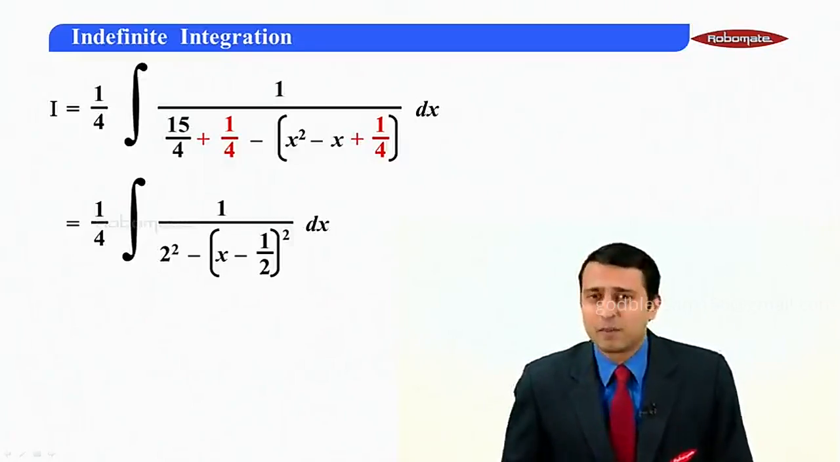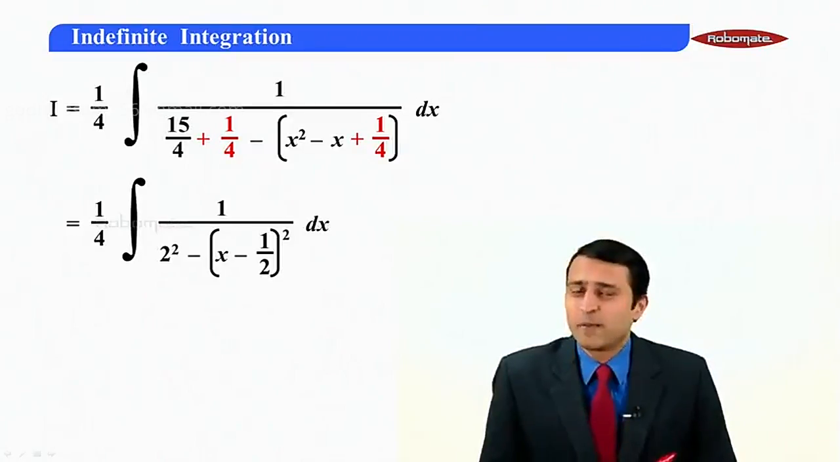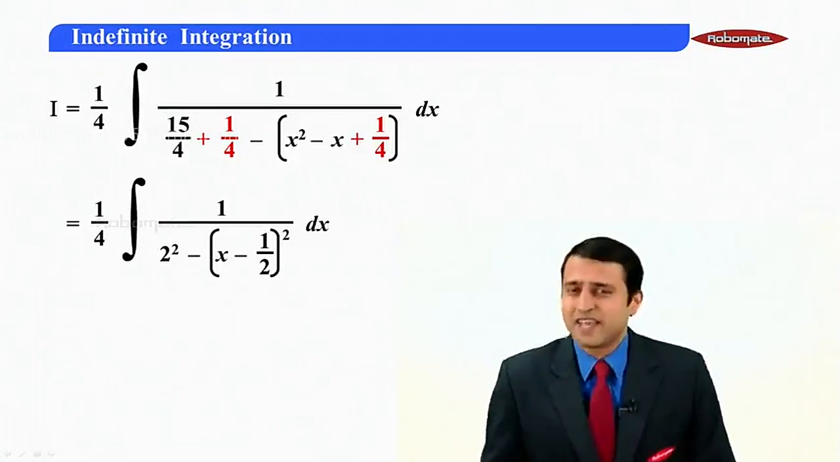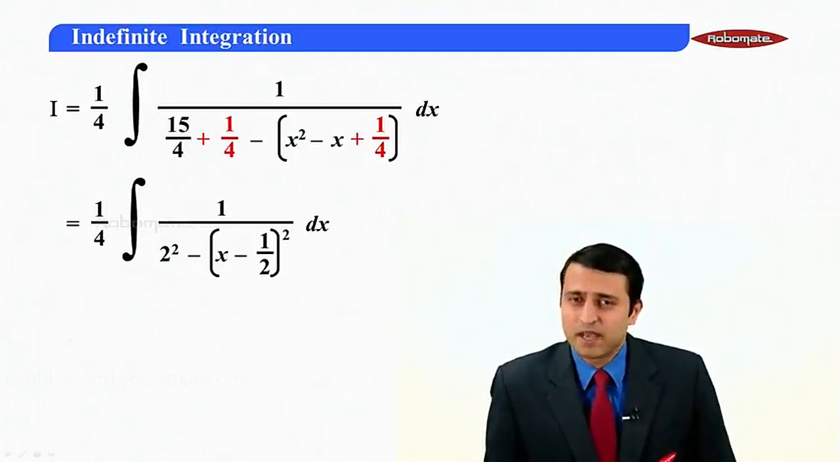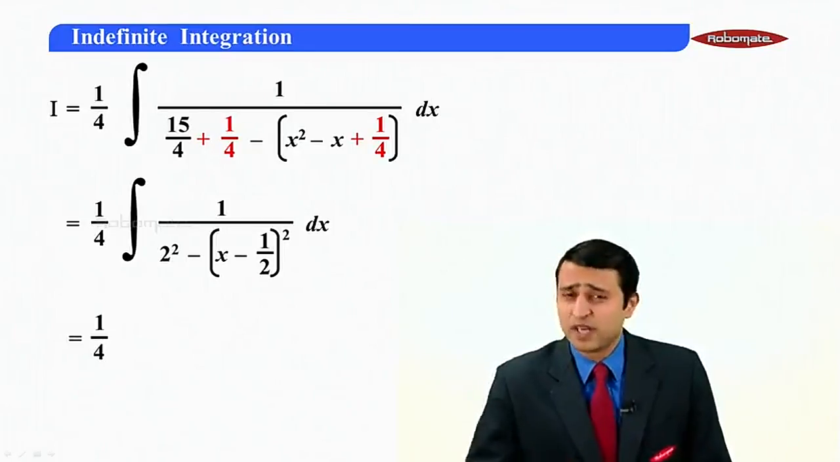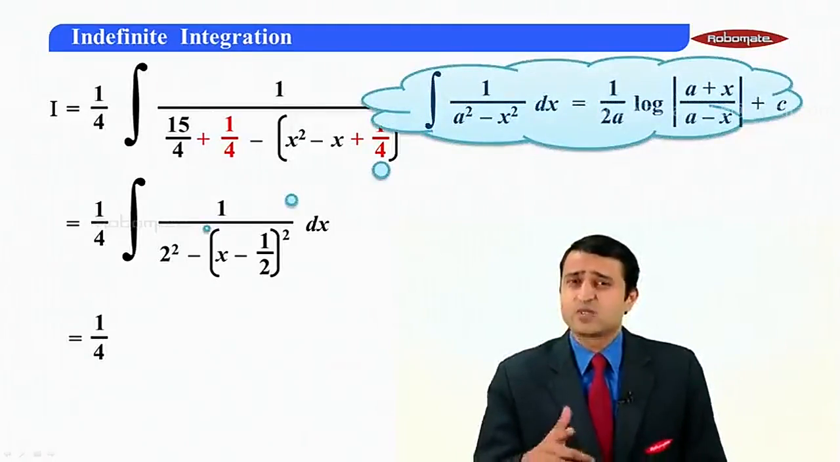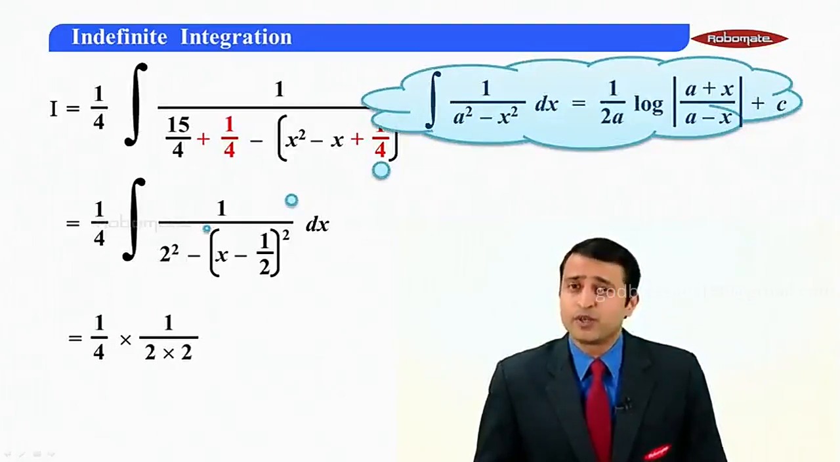Let's apply the formula. The formula which we are going to use here is 1 upon a square minus x square. So my dear students, how do you remember 1 upon a square minus x square? The formula starts with 1 upon 2a. So what you can say is 1 by 2a. In our case, the value of a is 2. So 1 upon 2 into 2.